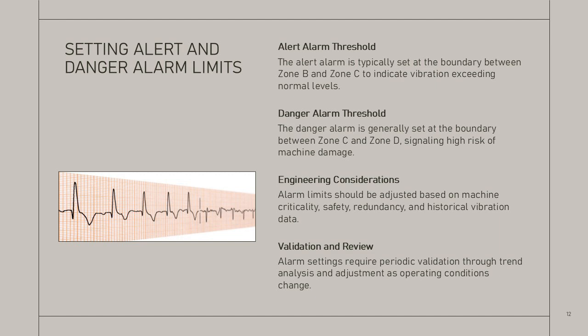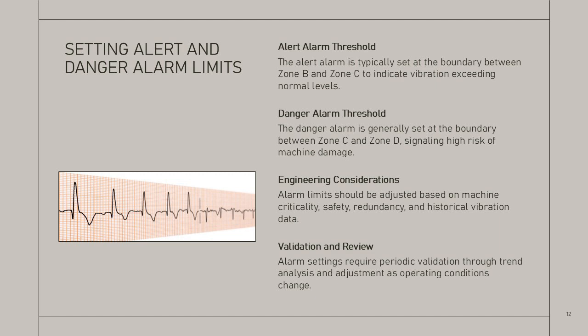Setting practical alarm limits using ISO severity zones involves translating guideline boundaries into actionable thresholds within a vibration monitoring system. In most engineering applications, the boundary between Zone B and Zone C is selected as the alert or warning alarm. This threshold signals that vibration has exceeded normal acceptable levels and that investigation is required. The boundary between Zone C and Zone D is typically used as the danger or trip alarm, indicating an unacceptable condition with a high risk of damage.